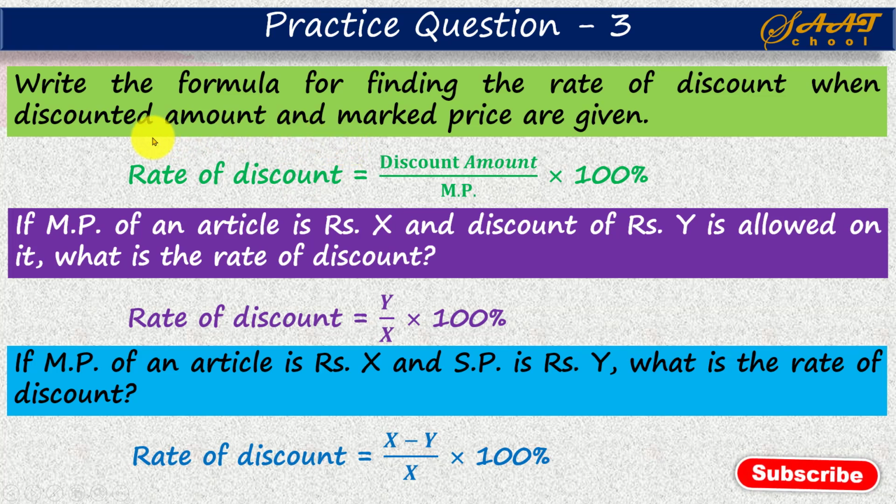Here you just have to write the formula for rate of discount. Here, rate of discount in terms of X and Y when discount amount and MP are given, and here, rate of discount when MP, that's mark price, and selling price are given.